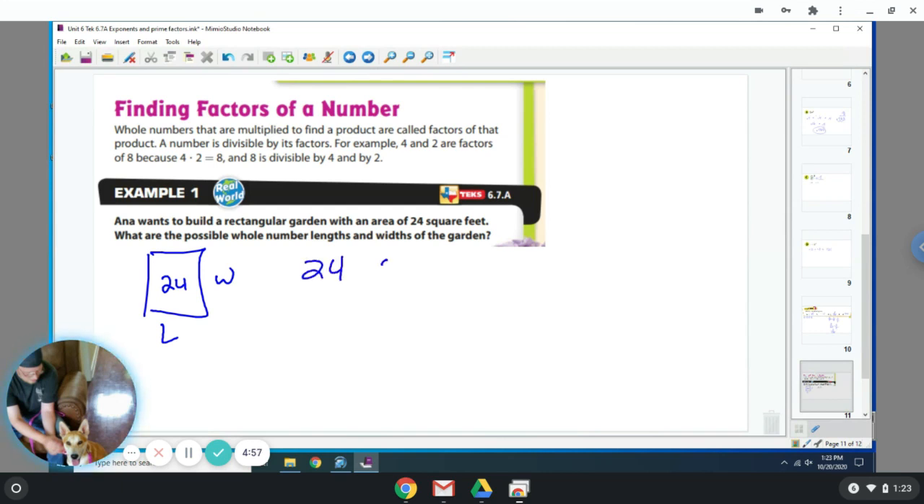So the factors of 24 are 1 times 24, 2 times 12, 3 times 8, and then 4 times 6. Those are your factors. That's just how I learned to do it when I was growing up. But you can also write it different ways.